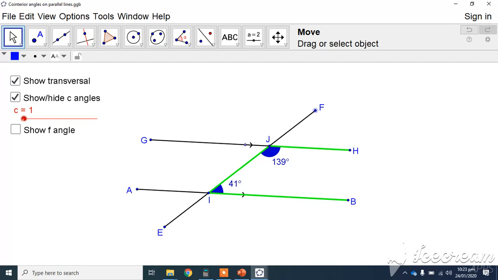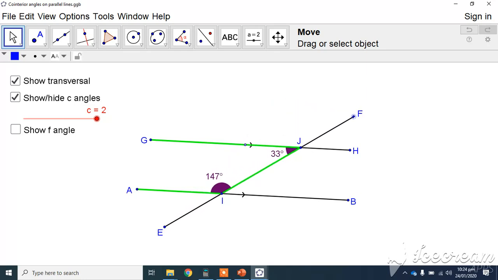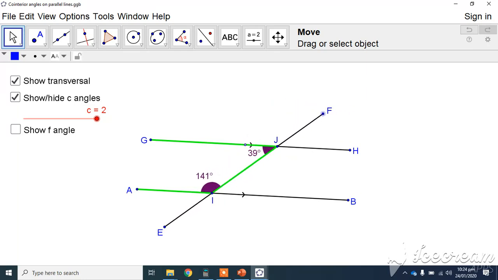So let's show you the other pair of co-interior angles, which if I flip it around, you can see it's these two angles tucked in here. All right, these two angles are also co-interior angles, and hopefully you can work out that they also add up to 180 degrees. So the key thing here, co-interior angles add up to 180.